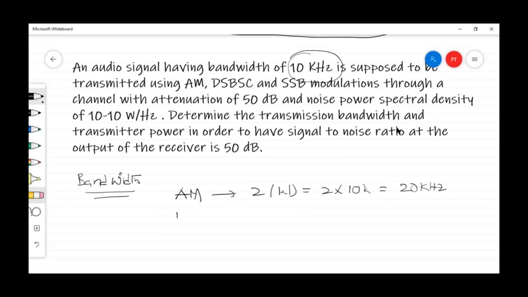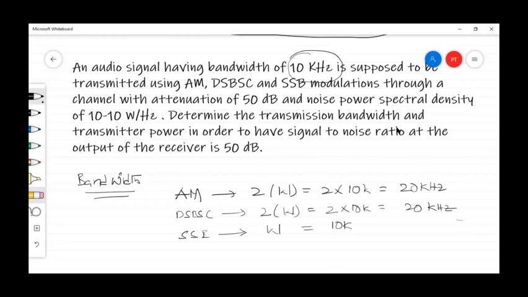Then DSBSC. For DSBSC also, the same expression: 2 times the message signal bandwidth, 2 into 10 K, equal to 20 kilohertz. Now what about SSB? For SSB, it is simply equal to the bandwidth of the message signal, so only 10 kilohertz. This is the transmission bandwidth.